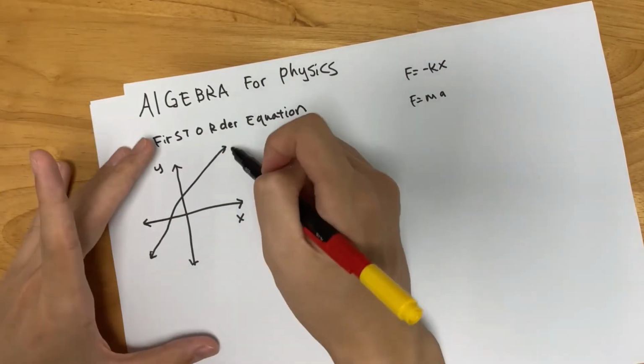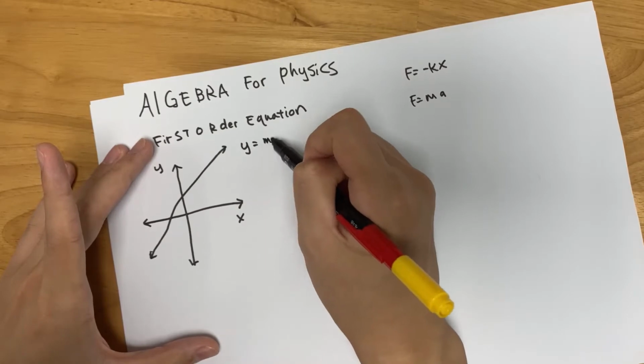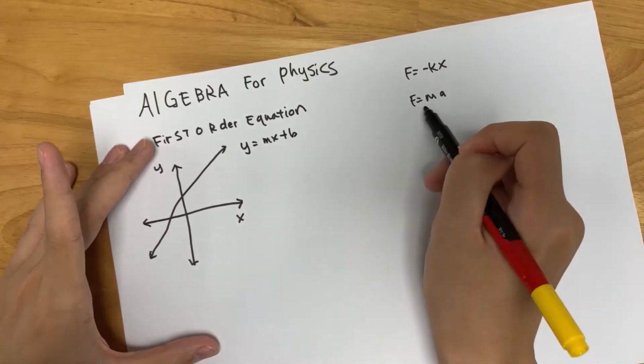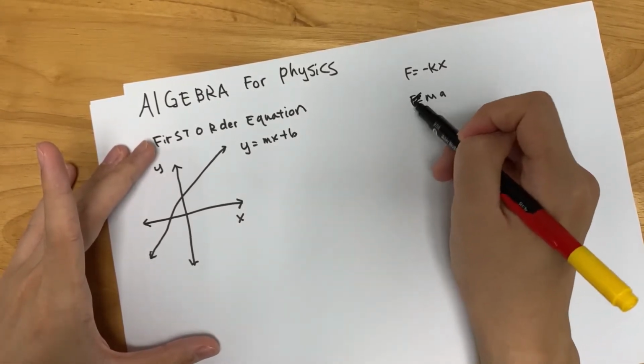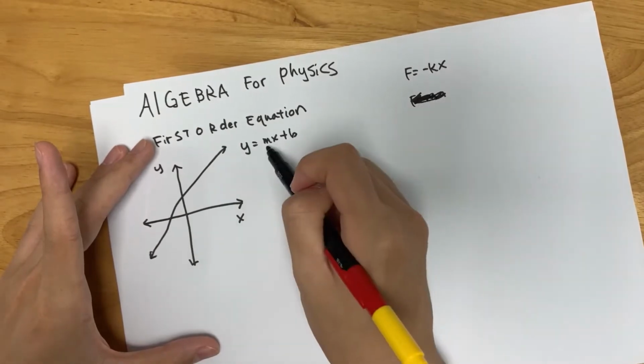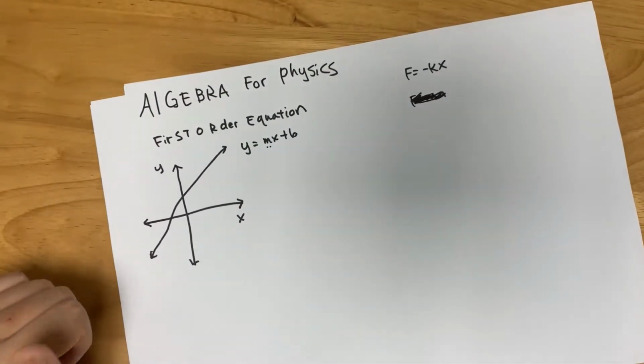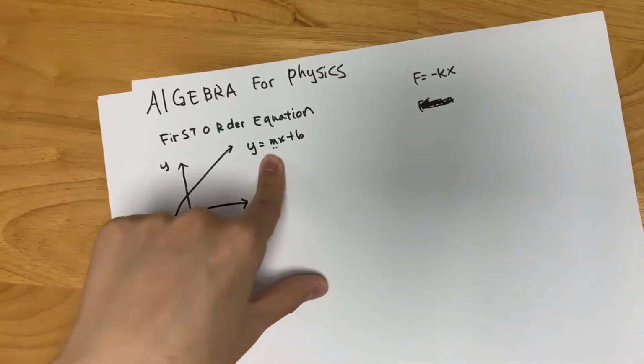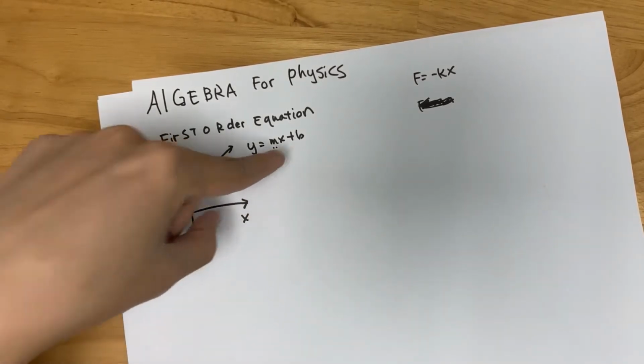This is one of the simple examples of y equals mx plus b. Oh, don't confuse with this. Actually, for now, I'm gonna erase this. This is f equals ma. This will explain something different. This is called slope.